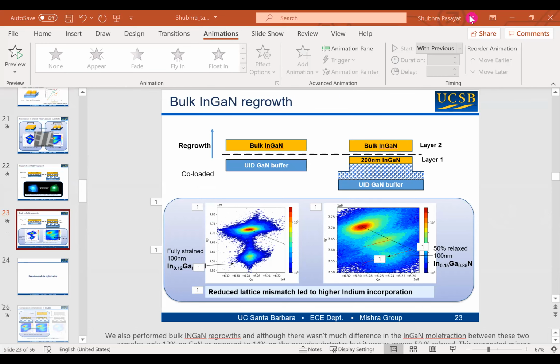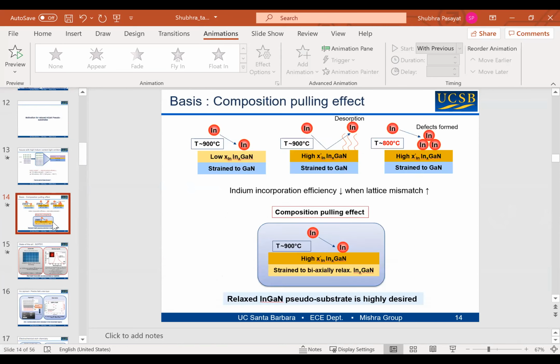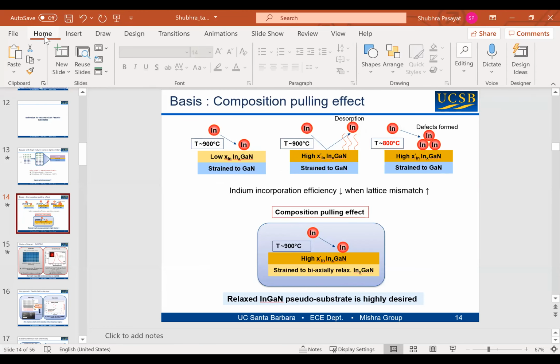Okay. Shubhra, could you go back to the composition pulling effect again? I was a little bit curious how that growth works. Composition pulling effect, yeah. So am I correct that the strain allows the relaxation of the next layer of GaN, InGaN rather?